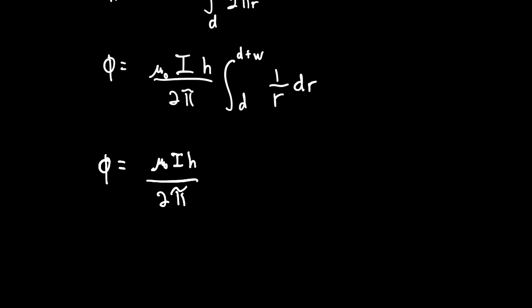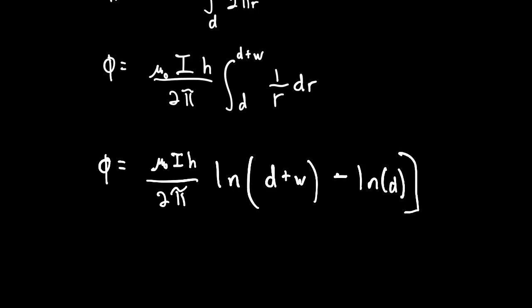What is the integral of 1 over r with respect to r? Natural log. Natural log of d plus w minus the natural log of d. The integral of 1 over a variable, 1 over r, is ln of r. So I take ln of r, plug in my limits, my final, d plus w, minus my initial, ln of d. We have numbers for all these things, don't we?